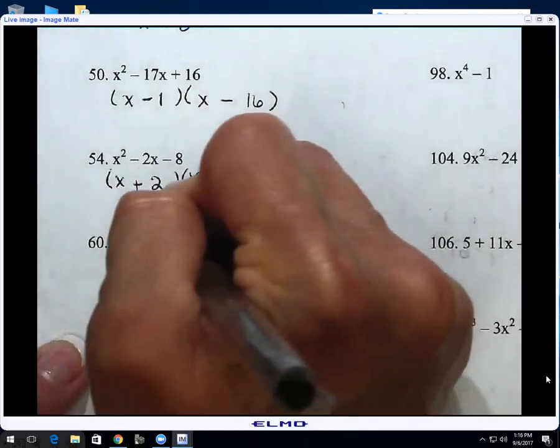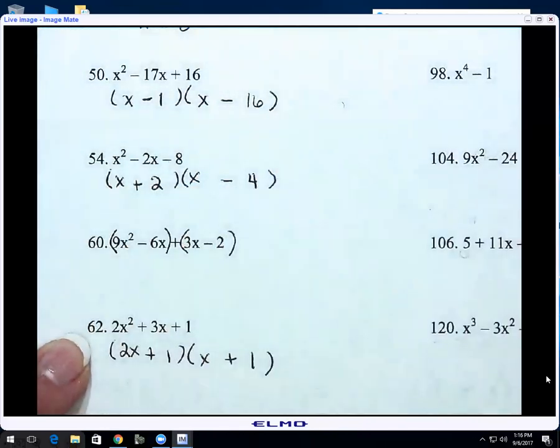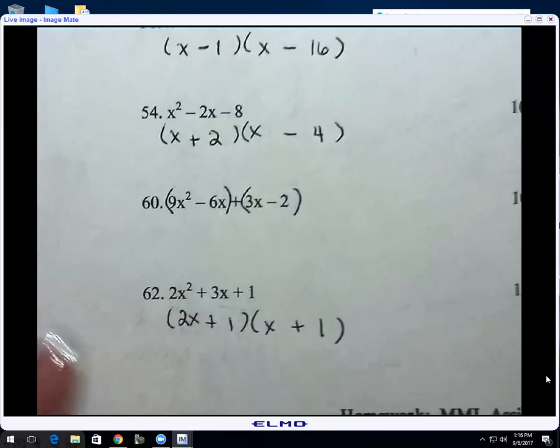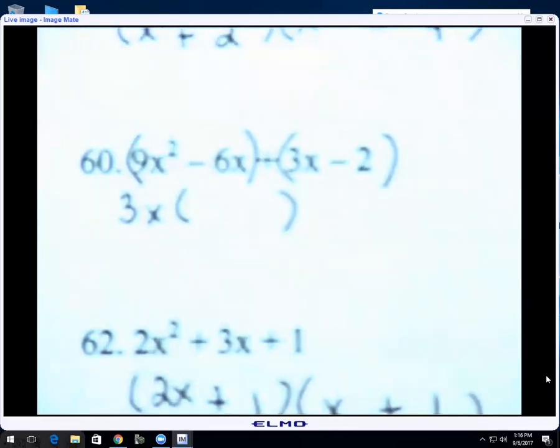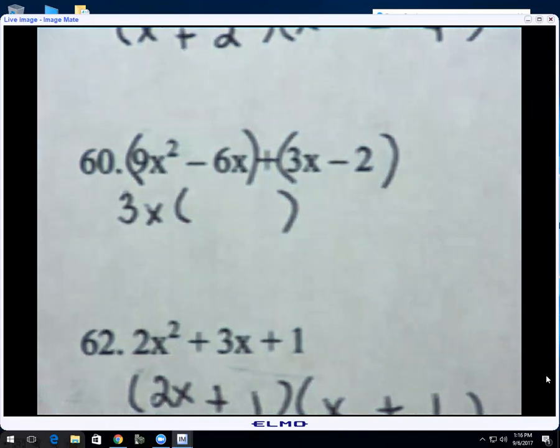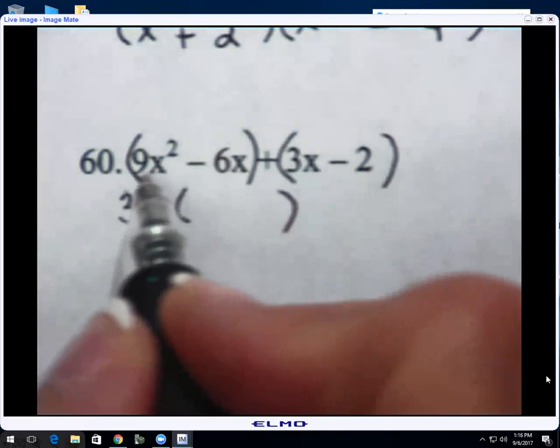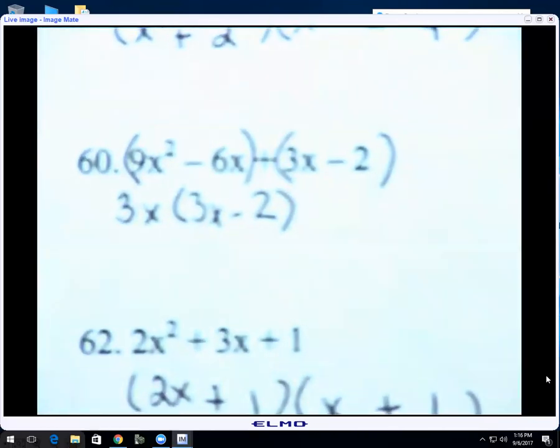Group the first 2, group the last 2, and factor the GCF out of each group. What could I factor out of that first group? 3. And also an x. I can factor a 3x out of the first group. And if I do, what will be left inside parentheses? Yep, if you factor a 3x out of a 9x squared minus 6x, that'll leave you 3x minus 2.